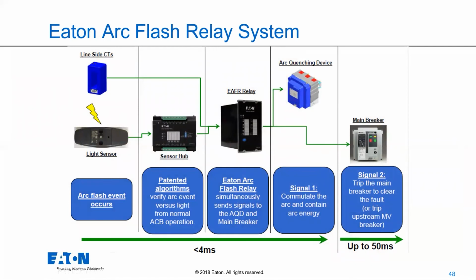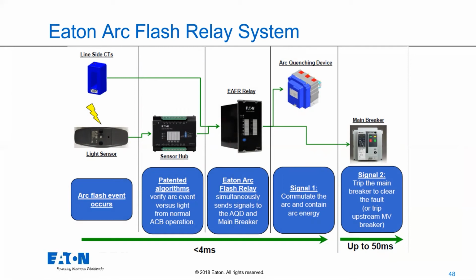Right, so what'll happen is you have an arc flash event occur, your line side CTs and your light sensor will see it. You've got this algorithm, right? It'll see it and it'll verify it's an arc event versus some sort of normal operation, right? So you don't get any sort of nuisance opening as a result of here.